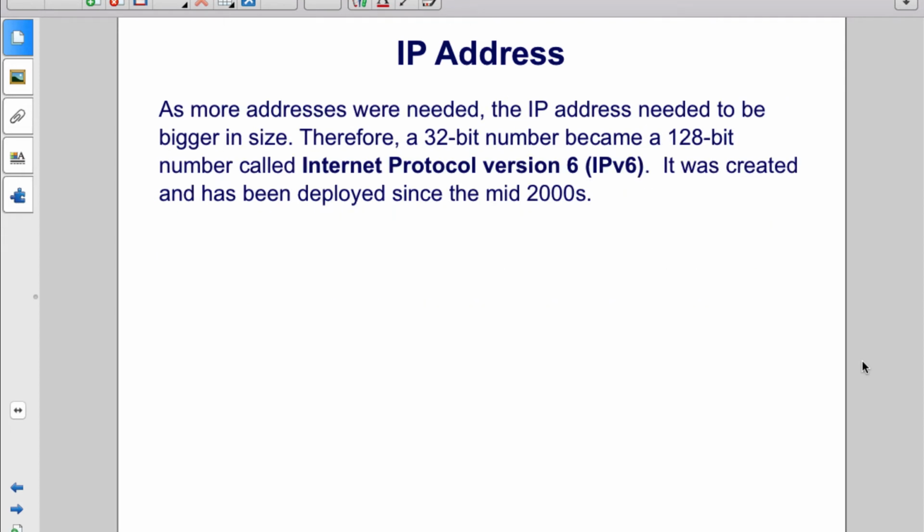As more addresses were needed, the IP address needed to be bigger in size. Therefore, a 32-bit number became a 128-bit number called Internet Protocol version 6, IPv6. It was created and has been deployed since the mid-2000s.